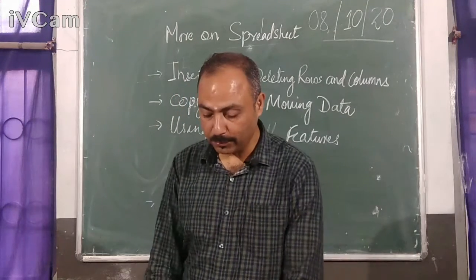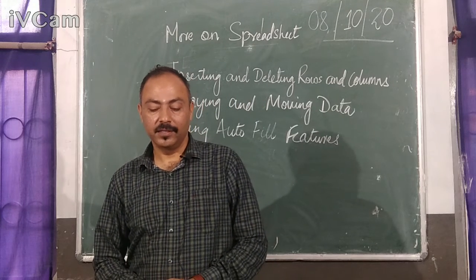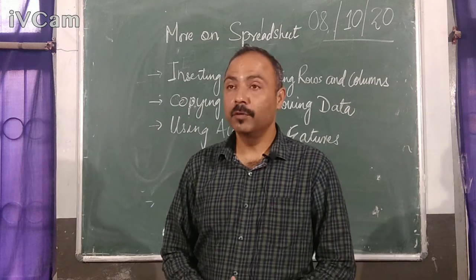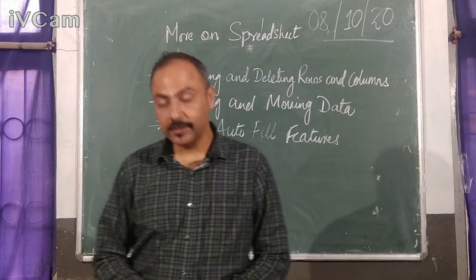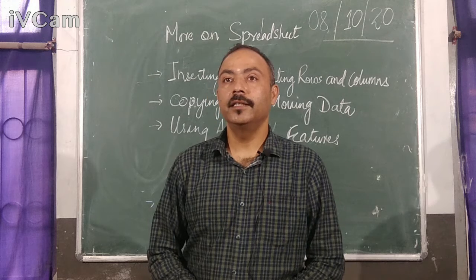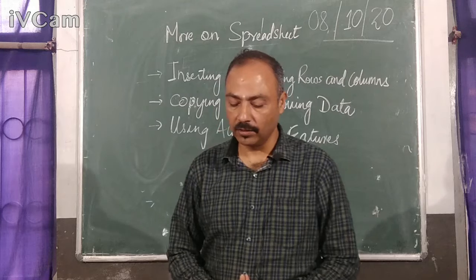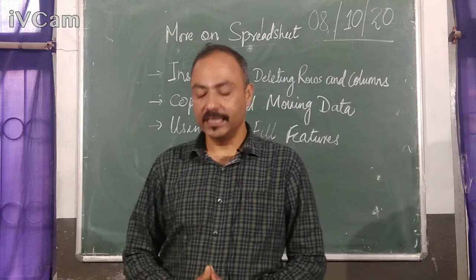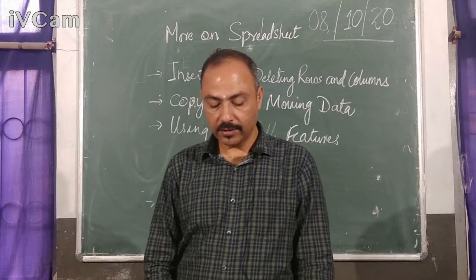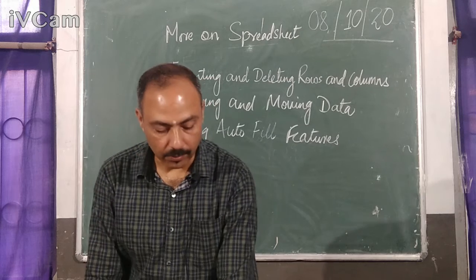So, in the previous class, we discussed more on the spreadsheet chapter, that is chapter 6. In this lesson, we discussed simple formulas and functions, selecting the cells, changing the cell contents. Today, in this lesson, we will discuss inserting and deleting the rows and columns, copying and moving data, and using the autofill features. So let us discuss how to insert and delete the rows and columns.